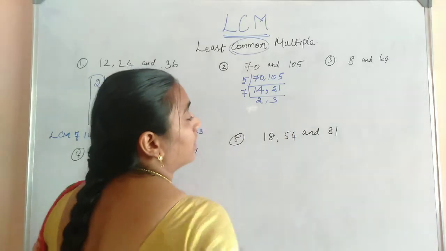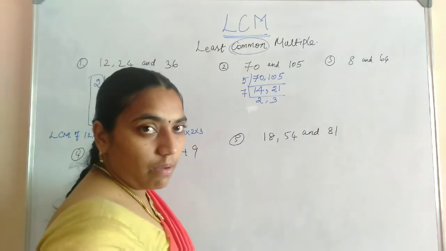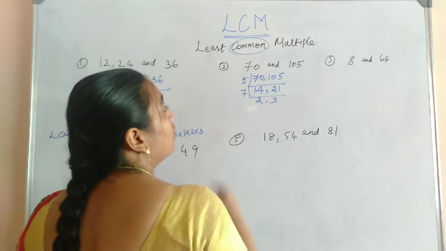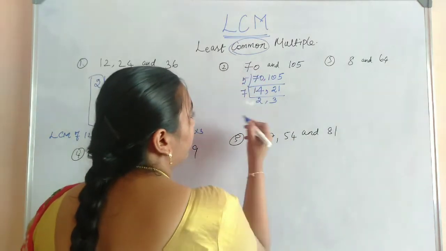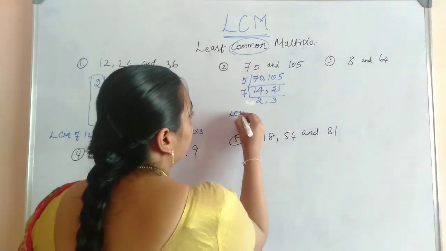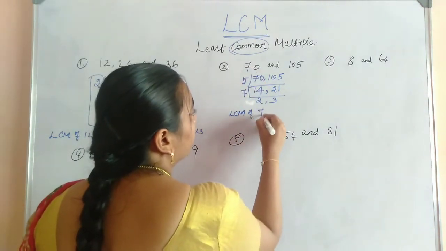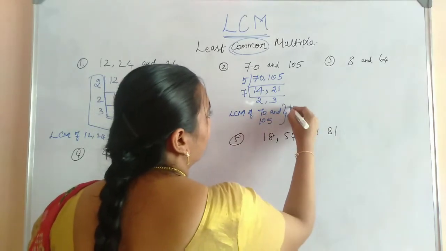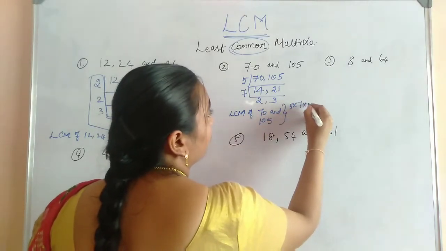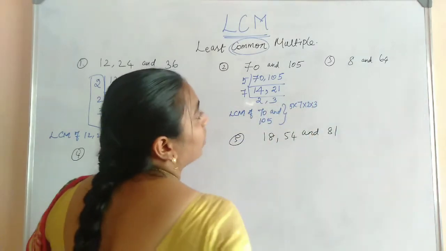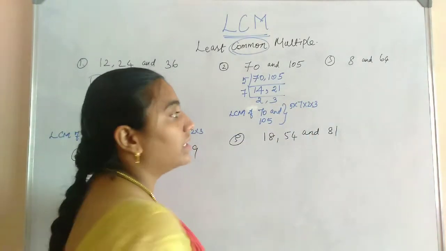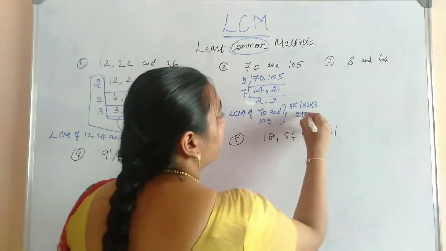Now only 2 terms are there. In these 2 there is a common factor, 2 and 3. In the next numbers there is no common factor. So you just multiply all the remaining. LCM of 70 and 105 is 5 into 7 into 2 into 3. 5 7s are 35, 35 2s are 70, 70 3s are 210.